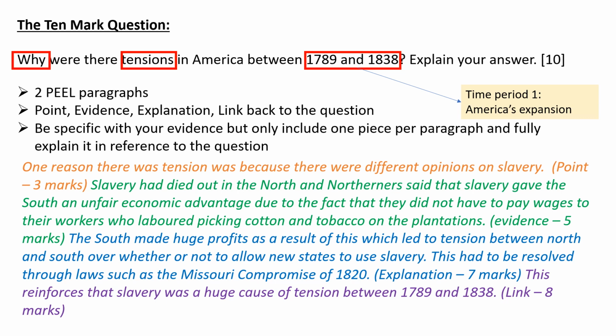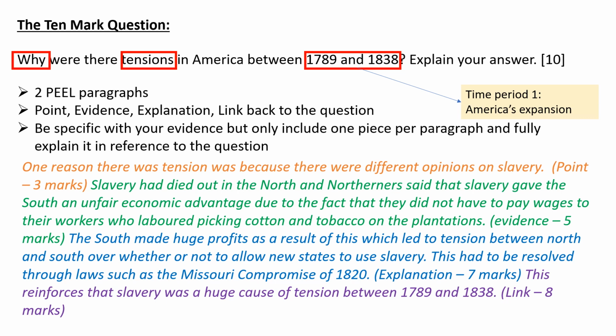The South made huge profits as a result of this, which led to tension between North and South over whether or not to allow new states to use slavery. This had to be resolved through laws such as the Missouri Compromise of 1820. So we've got clear explanation here.